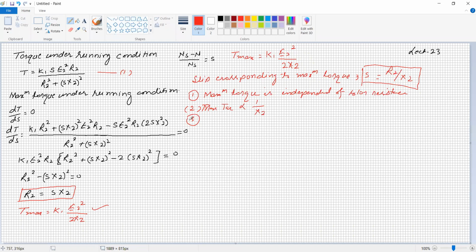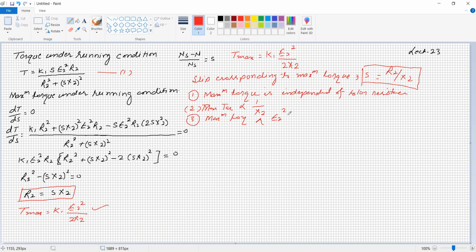Third point, we can conclude that the maximum torque is directly proportional to the square of the EMF induced in the rotor. Similar to the three-phase transformer, where the secondary winding voltage depends upon the primary voltage as per the ratio, here too the secondary standstill voltage depends upon the stator voltage. So simply we can say that the maximum torque is directly proportional to the square of the voltage applied to the stator winding.